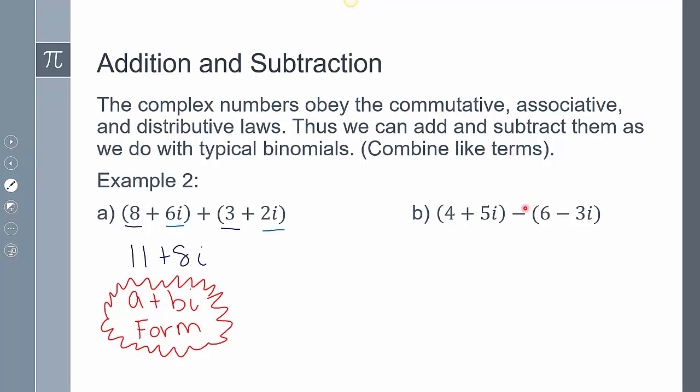For here, I can distribute that negative through. And so I'm going to get -6 and positive 3i. So 4 and -6 give me a -2. A 5i and a 3i, that's going to give me an 8i. Now remember, we do have to write it in that a plus bi form, so a plus bi, a plus bi.